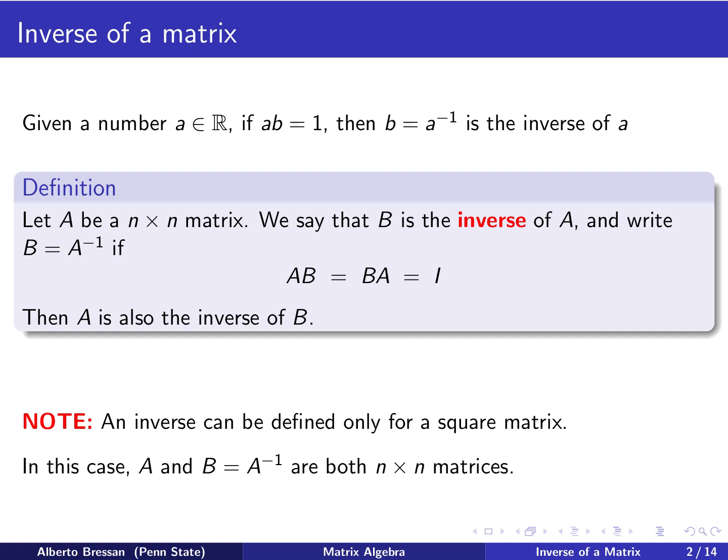Just a note here, an inverse can only be defined for a square matrix. If A is a square matrix of size n by n, then the inverse is of the same dimension, it's also n by n.